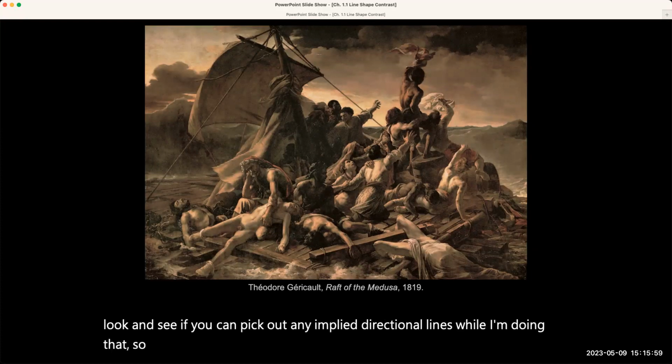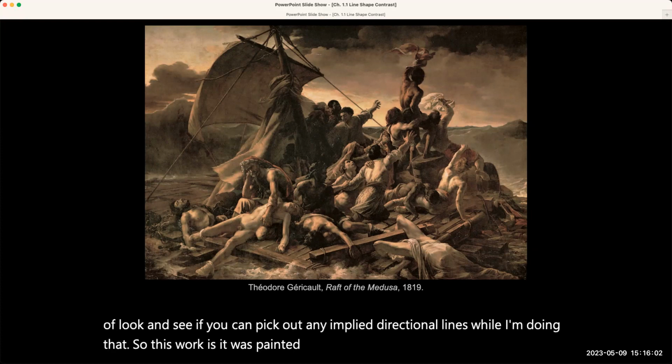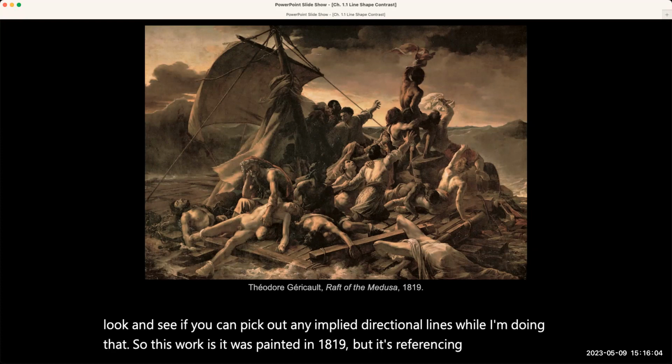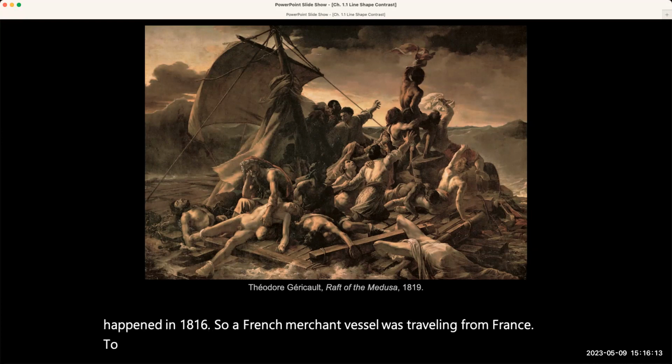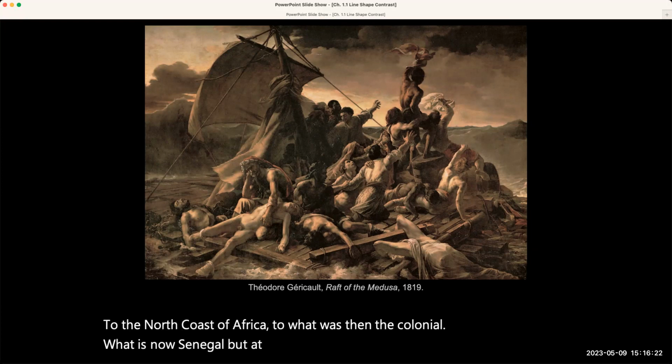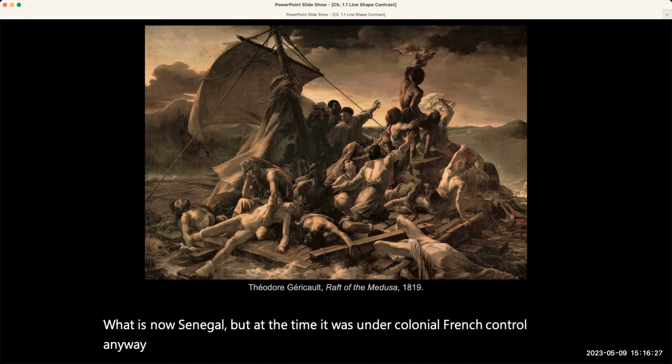So this work was painted in 1819, but it's referencing an event that happened in 1816. A French merchant vessel was traveling from France to the north coast of Africa, to what is now Senegal, but at the time was under colonial French control. Anyway, this merchant vessel was traveling to Senegal, and they ran aground and there was a shipwreck.